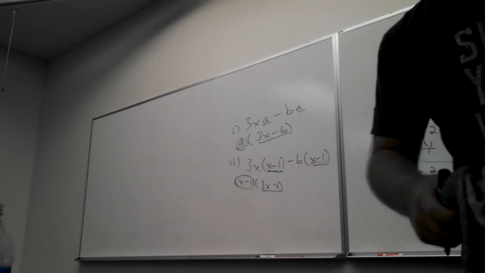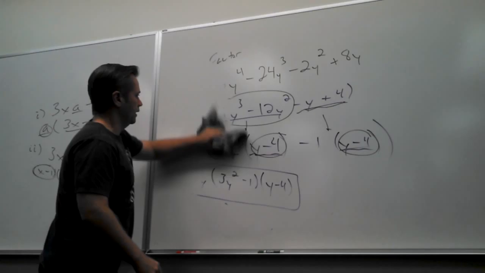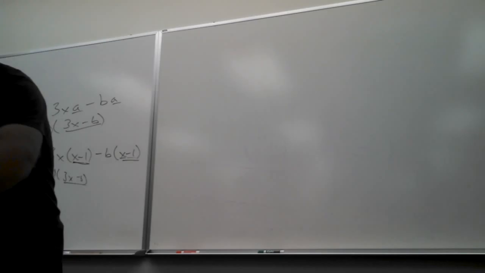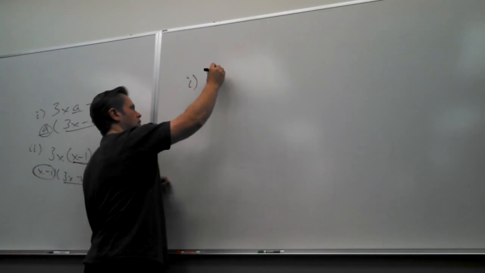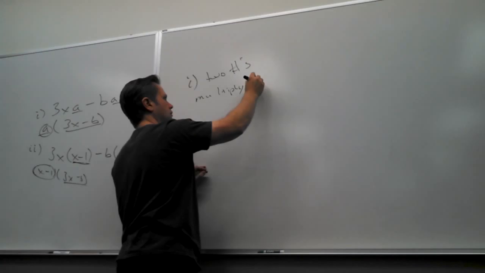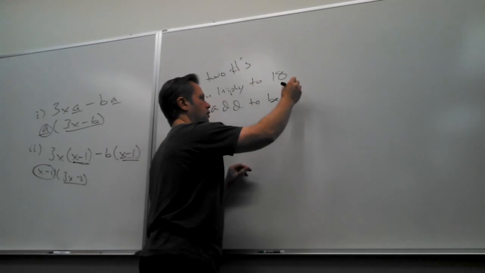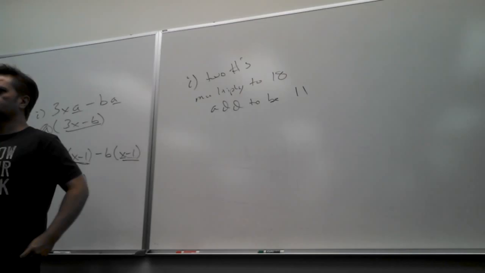Let me do something that seems completely unrelated. Can you guys take a second and, don't say anything out loud, come up with 2 numbers that multiply to be 18 and add to be 11? Some of you know where I'm going with this. Think about it for just a minute. Can you come up with 2 numbers that do those 2 things?